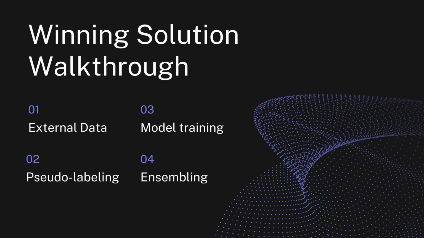Now that we have a fair amount of understanding of the problem statement and the dataset, let's move on to the winning solution. This has been divided into four sections: external data, pseudo-labeling, model training, and ensembling.